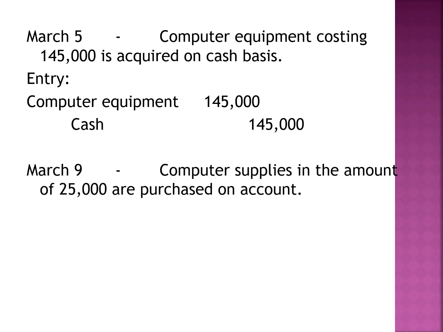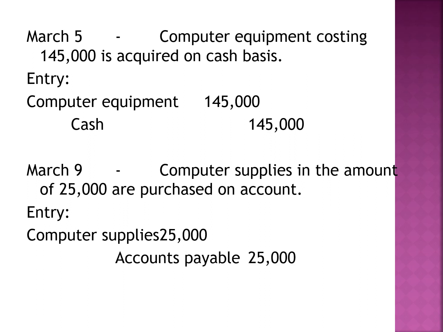March 9. Computer supplies in the amount of 25,000 are purchased on account. So in here, computer supplies increased. So to increase assets, you debit computer supplies 25,000. And because this is purchased on account, the cash of the company did not decrease, but the liabilities increased. So credit accounts payable 25,000.